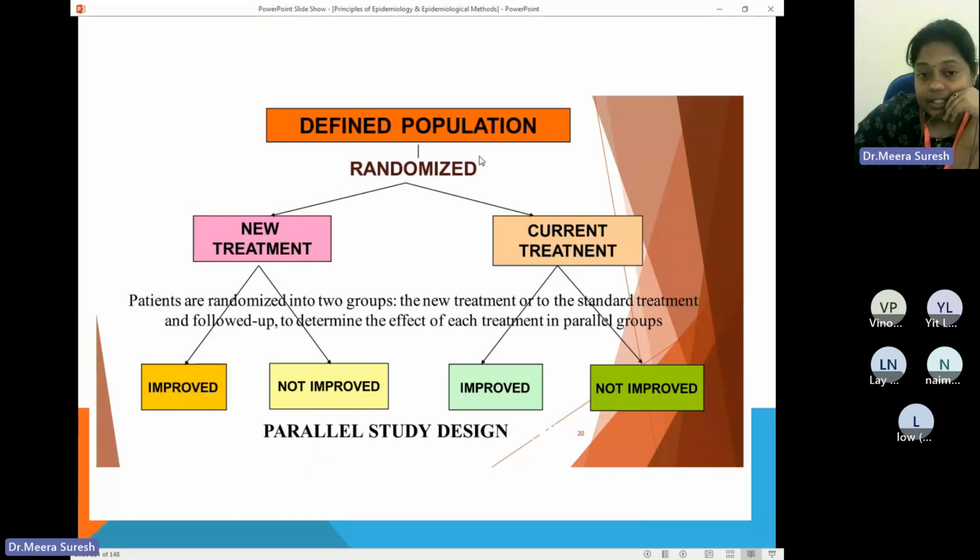So we saw that in the case of a randomized control study, there will be two study designs. One is the parallel study design and the other is the crossover type. What we discussed now is the parallel study design. We have a population, and we randomly divide them into the treatment group and the non-treatment group, or here we can give the current, existing treatment. Then we follow up to see how many of the people who received the new treatment improved and how many didn't improve. Likewise for the current treatment, how many improved and how many didn't, and then we do the statistical analysis. So we have two groups going parallelly, and that is why it is called a parallel study design.